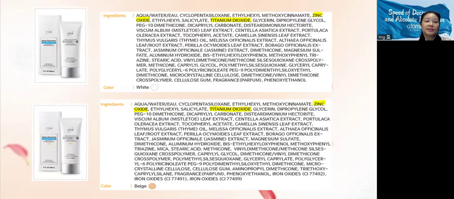And it is a sunscreen that I've been using since I met Atomy in 2017. So let's take a look at the ingredients. It has zinc oxide and titanium dioxide. So this is a physical sunscreen.